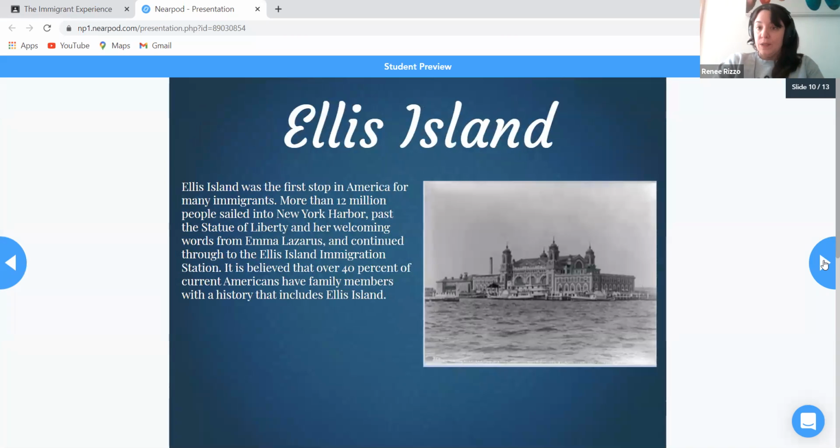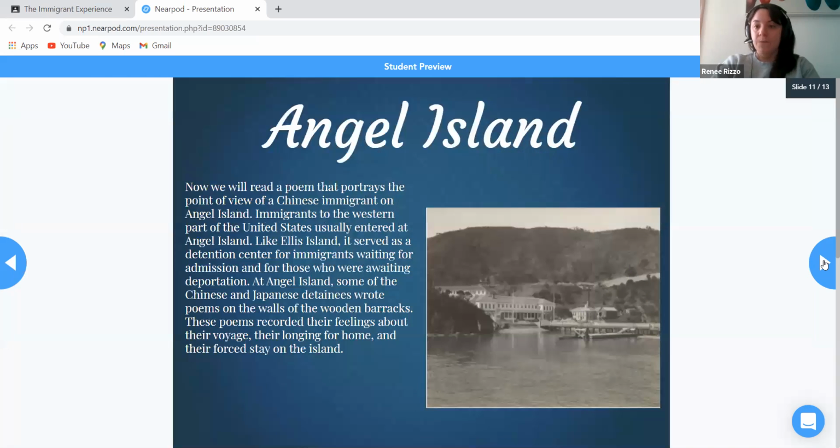Ellis Island. This is taken directly from the original lesson as well, the images and the words. Ellis Island was the first stop in America for many immigrants. More than 12 million people sailed into New York Harbor, past the Statue of Liberty and her welcoming words from Emma Lazarus, and continued through to Ellis Island Immigration Station. It is believed that over 40% of current Americans have family members with a history that includes Ellis Island.